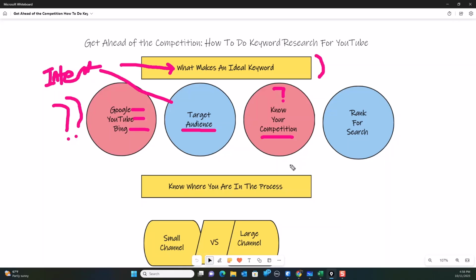Now, as I said before, when it comes to looking for your ideal keyword, you're looking for intent. And when it comes to YouTube, and specifically we're talking about YouTube in this video, you want to rank for search, okay? You want to put yourself in a position where you can rank your videos for search and individuals can come and get the information that's necessary so that they can reach you. You can make more affiliate commissions, you can make more sales, and you can become more successful in that process. Okay. All right. Now, what I've also put in down here is know where you are in the process.